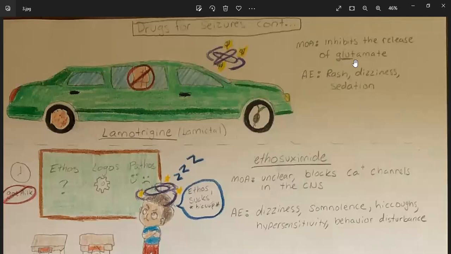So I thought glutamate, like glutes. So yep, you got some glutes on the window. No streaking in the green limo, okay? And then adverse effects are rash. So there's a rash on this rim here, dizziness, and then sedation. There's a seed on the rim.